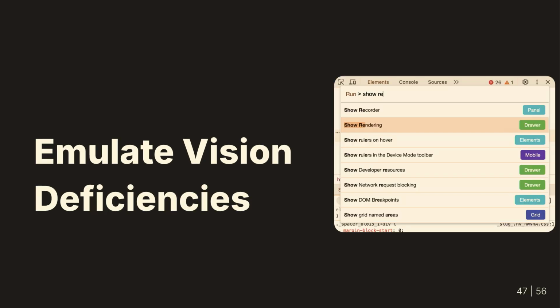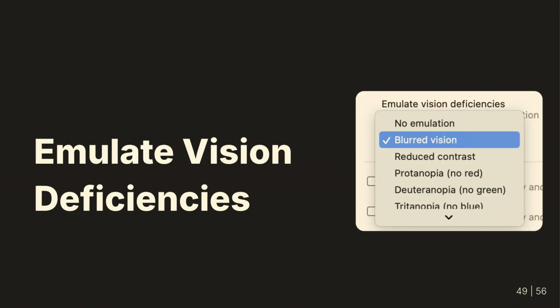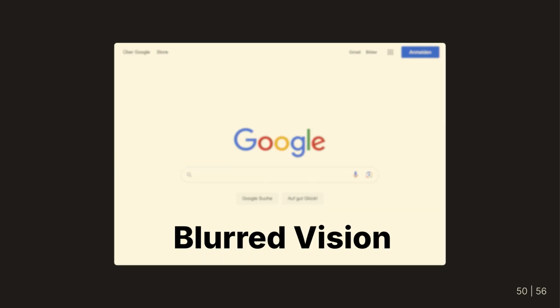Then I could also go into the rendering mode to emulate different kinds of visual deficiencies, right? By default, it's no emulation, but I could go for example for blurred vision here. And then I can see how different kinds of users with different kinds of disabilities or impairments perceive my page. Of course, it's not 100% accurate. Of course, real experiences are different, but it gives you a first glimpse of how different kinds of users may be interacting with your page, right?